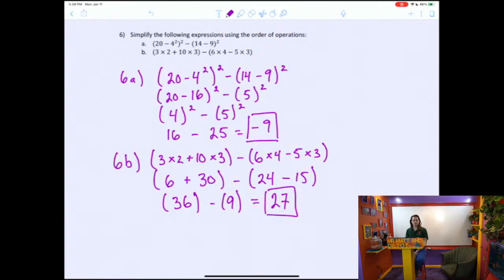If you have any questions, then please let me know. I'm going to try and slip in this last one before the end of class, but let's go ahead and look at question number 7.